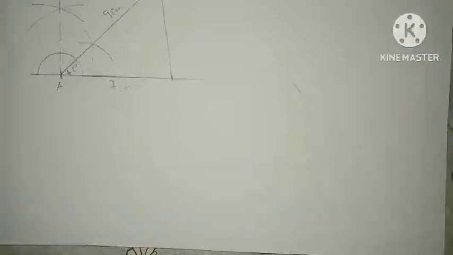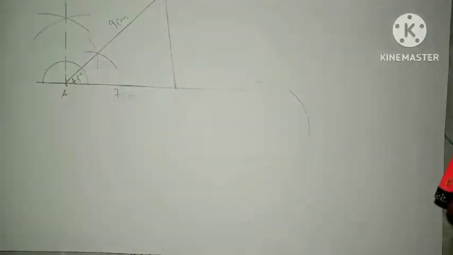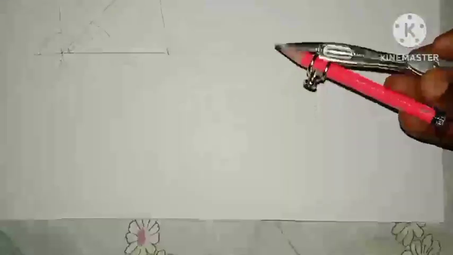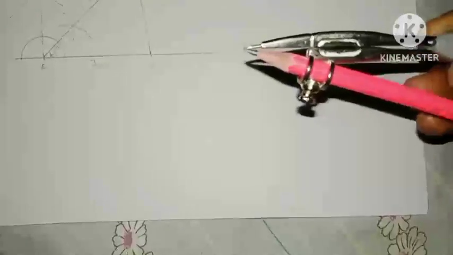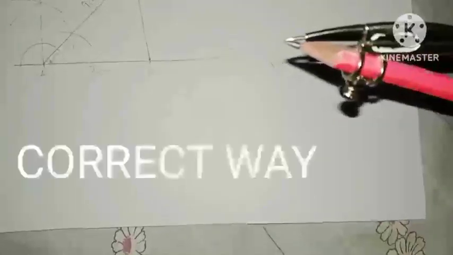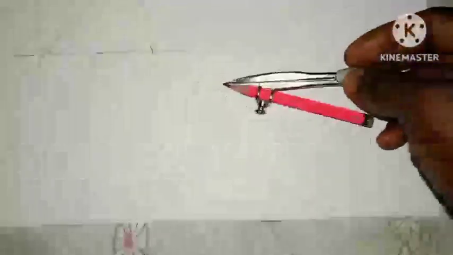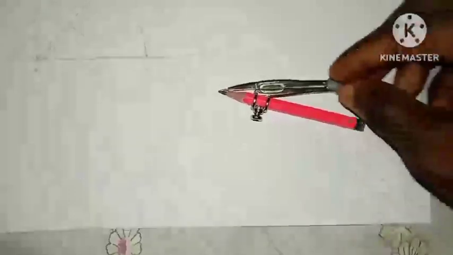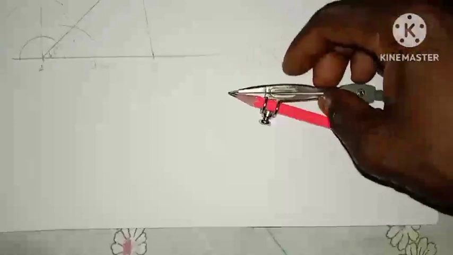This is the first mistake that we see students normally making in construction. But before you get to mistake number 2, this is how you should fix your pencil in the compass. This is how the pencil and the compass have to be in the same line. Have you seen? This is exactly how you should be fixing your compass.